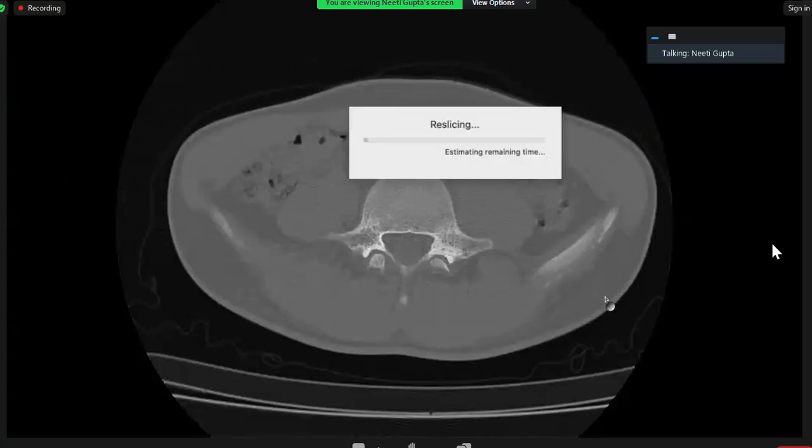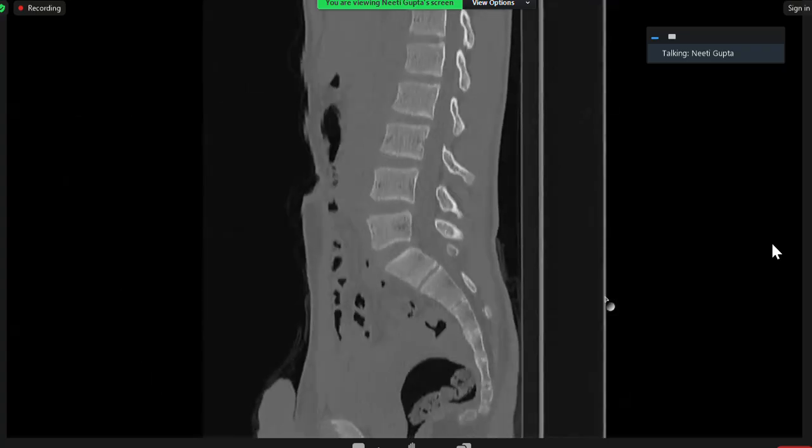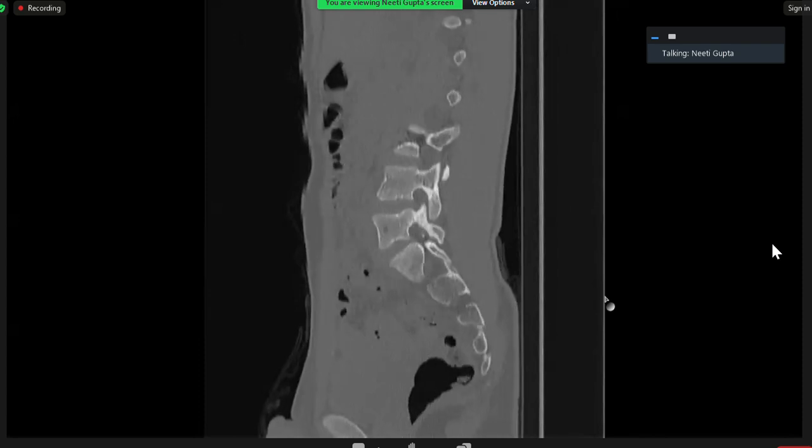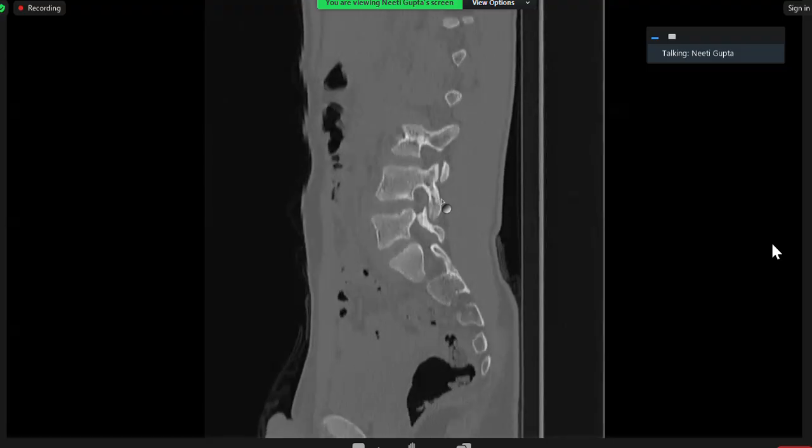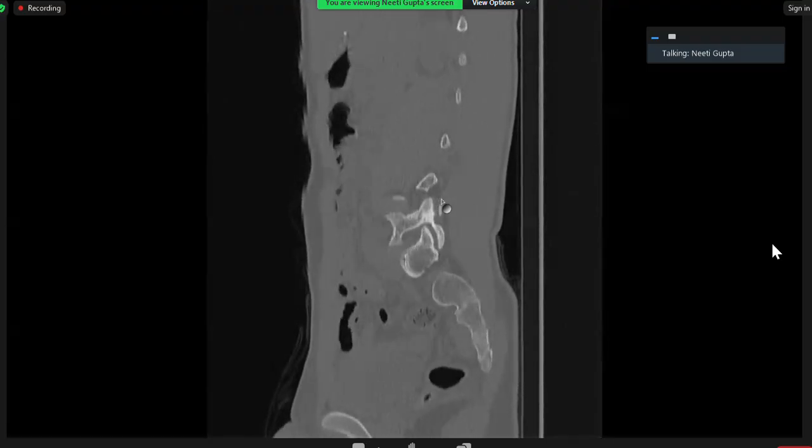As you can see, it can be quite subtle on CT as well, but there is some definite sclerosis here in the pars interarticularis if you compare to the other level. And on axial, we were able to see that subtle lucency.